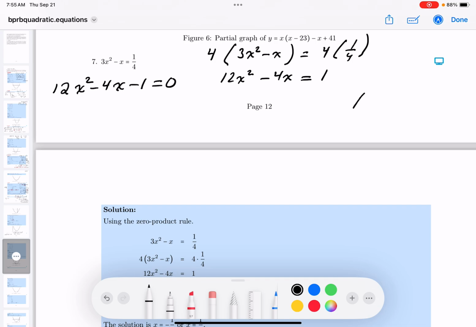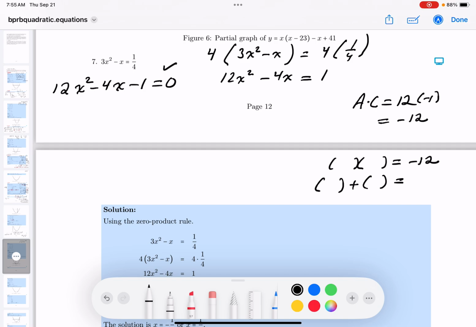So I'm going to write down A times C, with the understanding that A is 12 in this problem, and the C is minus 1. And what do you get there? You get minus 12. All right? Now, what we need to do is find two numbers that multiply together to minus 12. We don't know what they are, such that their addition produces the internal term of minus 4.